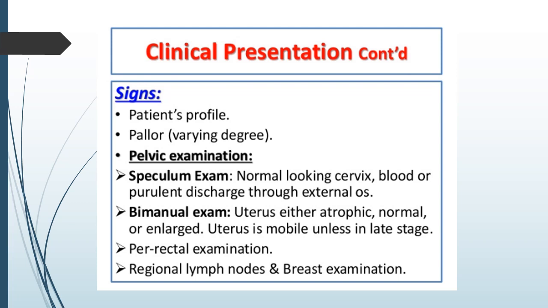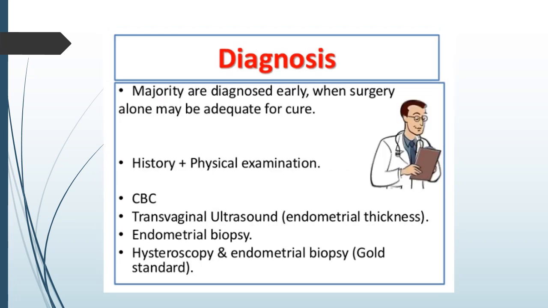Now the signs and examination. Is the patient pale? What is the BMI of the patient? Are lymph nodes enlarged? Then abdominal examination and pelvic examination. On speculum examination, the cervix might be normal looking, there might be blood or purulent discharge through the cervical os, and on bimanual examination, the uterus is either atrophic, normal or enlarged. Usually the uterus is mobile unless in late stages when there is local spread. Per rectal examination is not always required unless there is rectal bleeding or we are suspecting advanced stage. Then regional lymph nodes should always be examined, and breast examination is important.